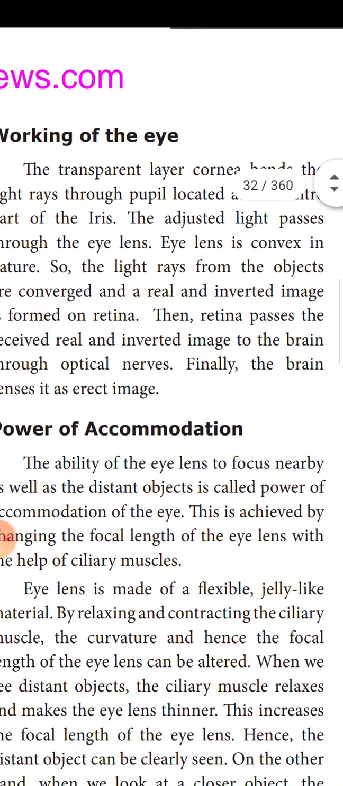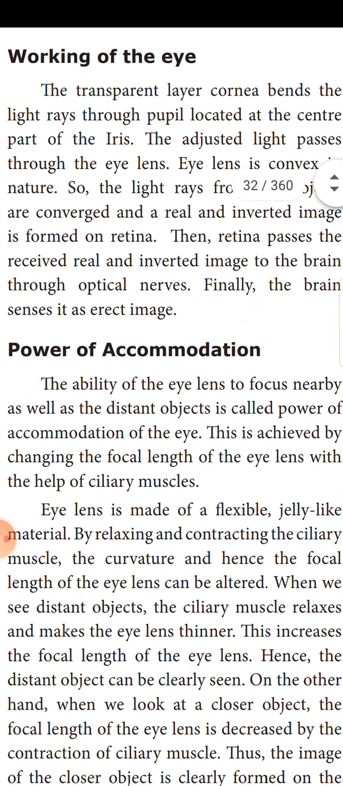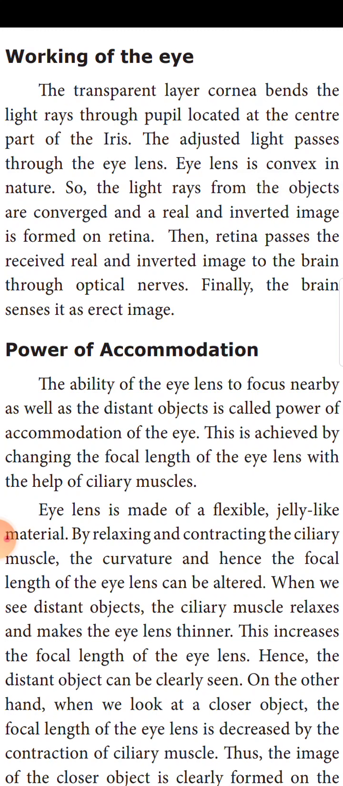Working of the eye. The transparent layer cornea bends the light rays through the pupil, located at the center part of the iris. The adjusted light passes through the eye lens. The eye lens is convex in nature, so the light rays from the object are converged and a real and inverted image is formed on the retina. Then the retina passes the received real and inverted image to the brain through optical nerves. Finally, the brain senses it as an erect image.